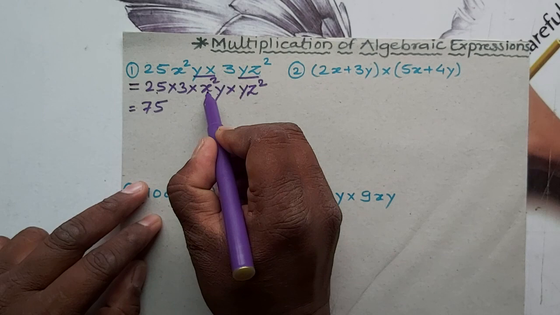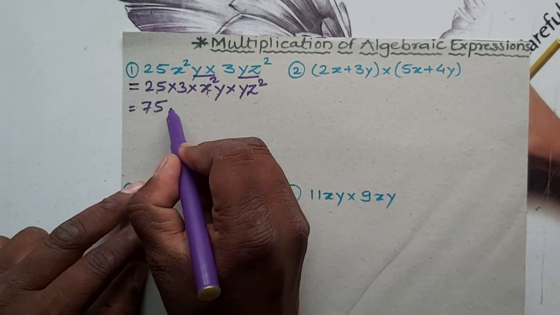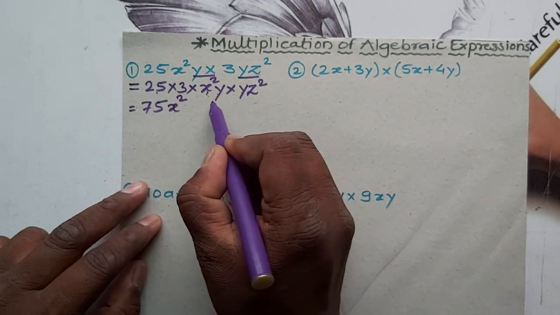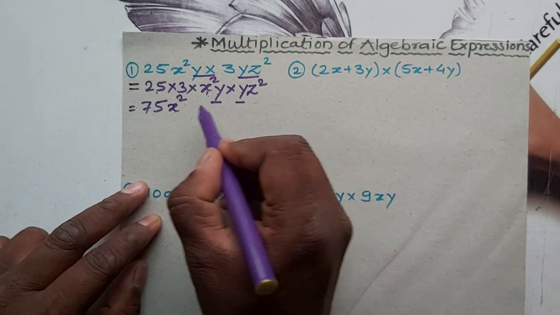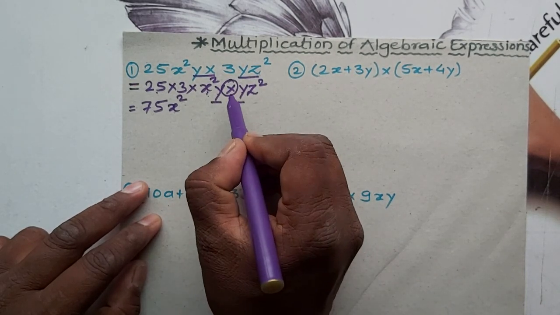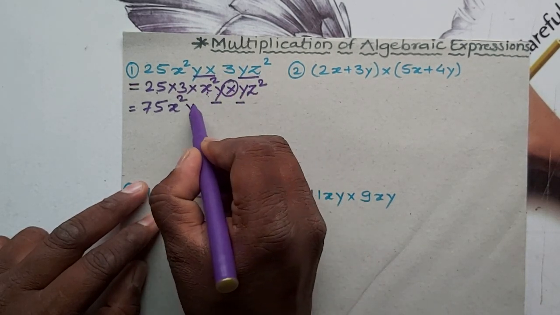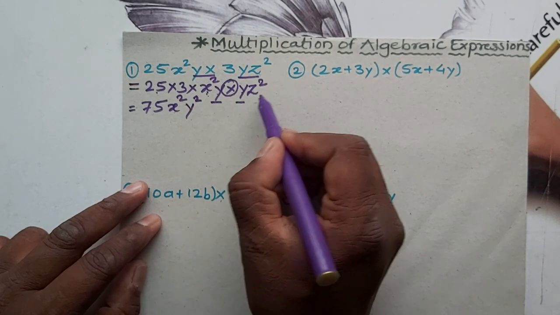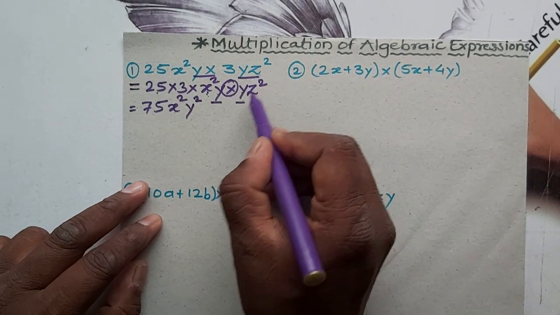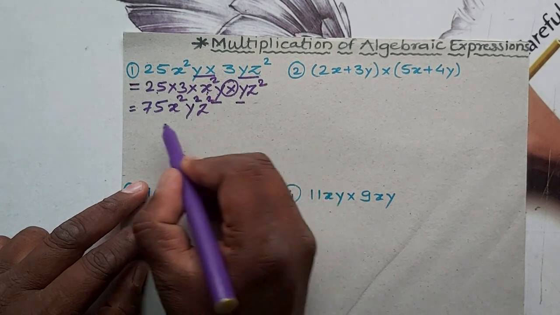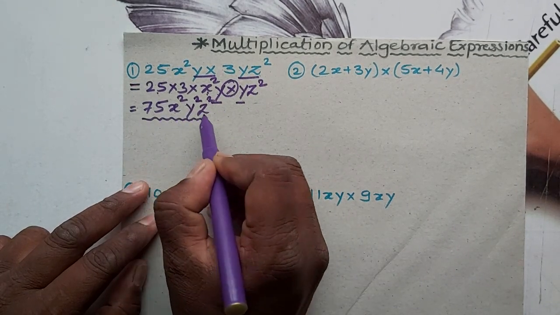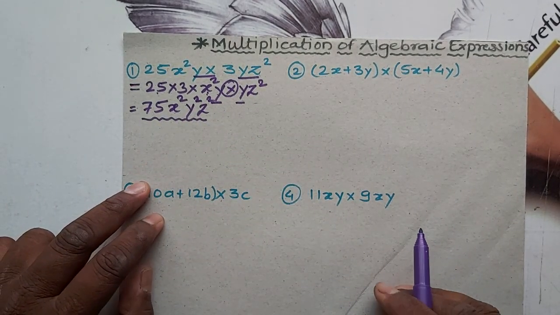So x square as it is, because you know x, so we write x square. Now y multiplied by y, 2 times y, here the multiply sign is there, students, so y multiplied by y is y square, and z square as it is we have to write. So our answer is 25 x square y square z square.